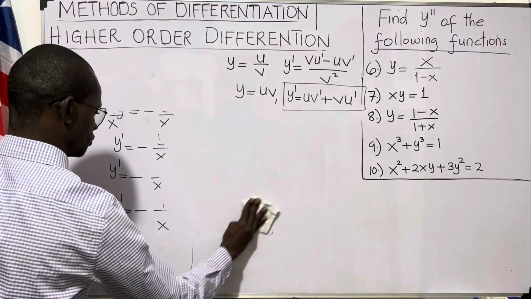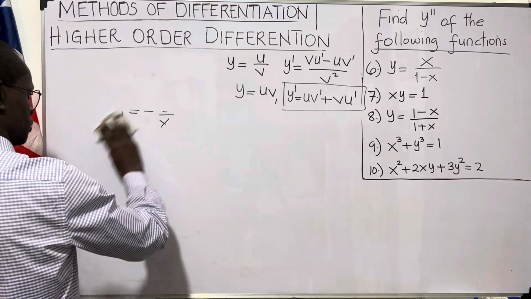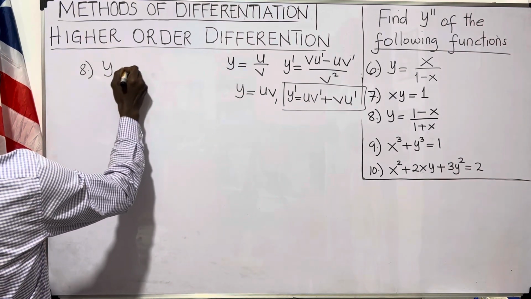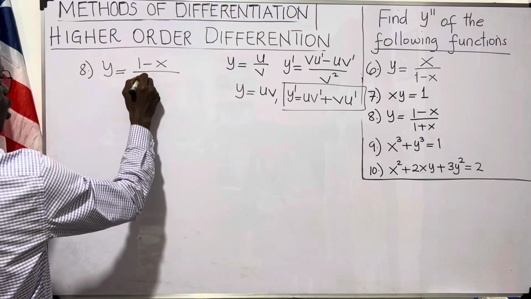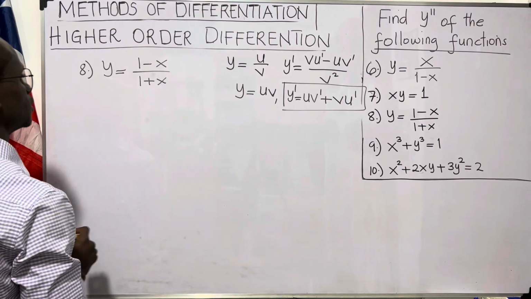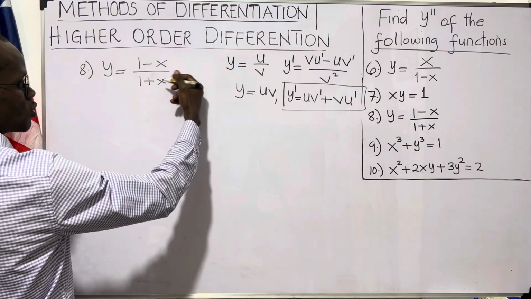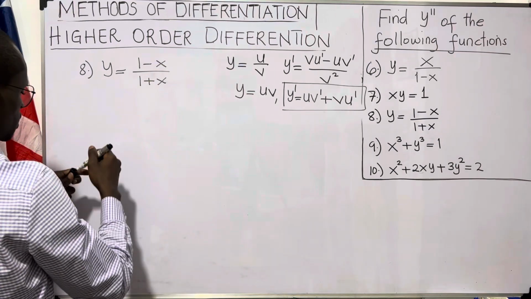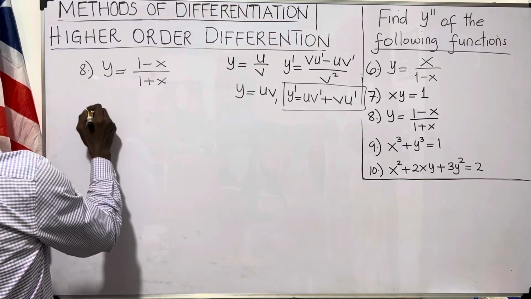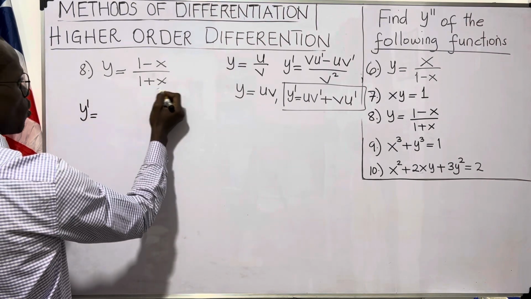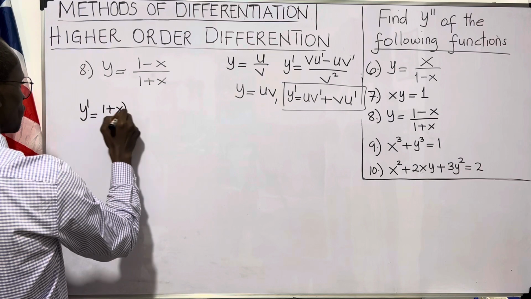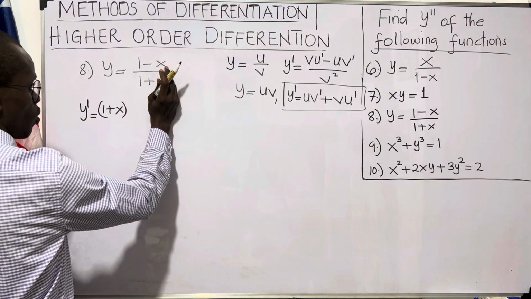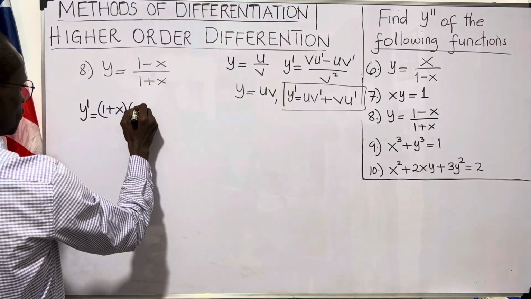Solve another problem. So question number 8, y equals 1 minus x all over 1 plus x. So we can use the quotient rule because we have an expression in the numerator and an expression in the denominator, something like a fraction. So we have y prime equals, we hold the denominator 1 plus x, and we differentiate the numerator. The derivative of 1 is 0. The derivative of x is 1, but because of this negative, you have a negative 1.